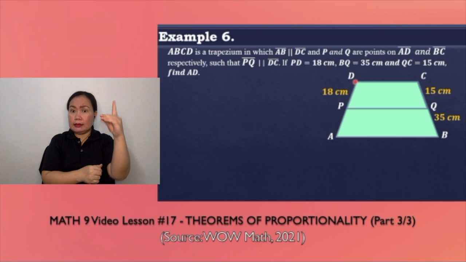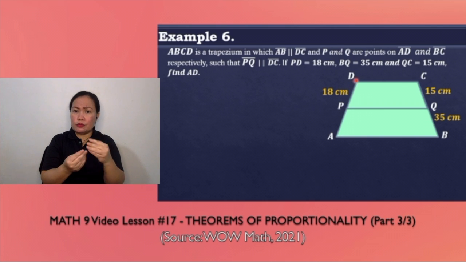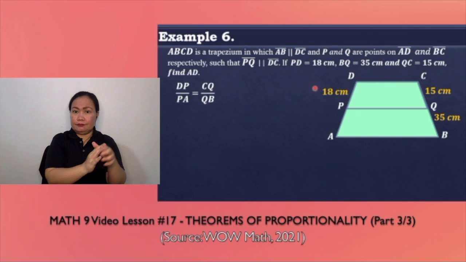So, how do we get the whole side? We need to get PA first. To get AD, we need the measure of this side, which is PA. So let's get PA. The first step is to set the proportion. I will use DP.